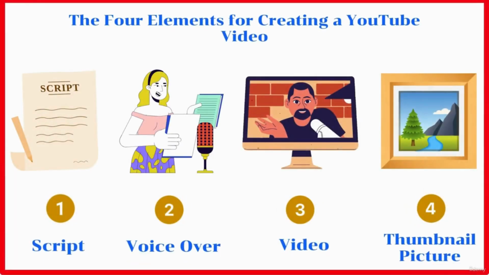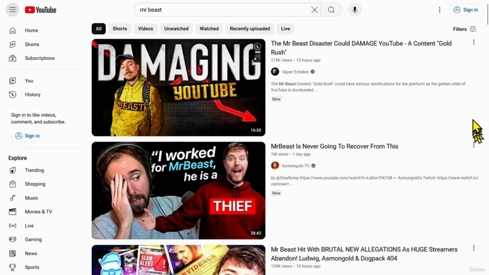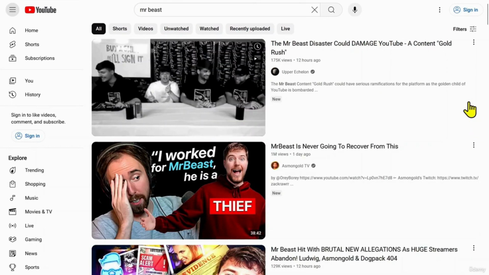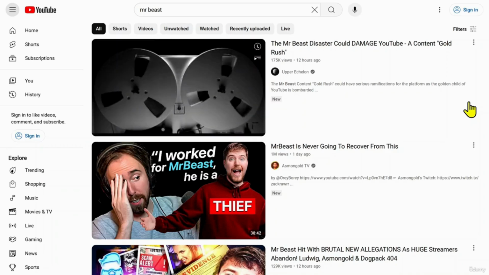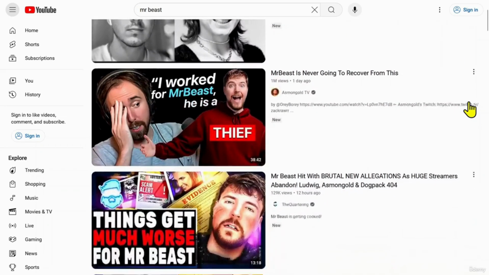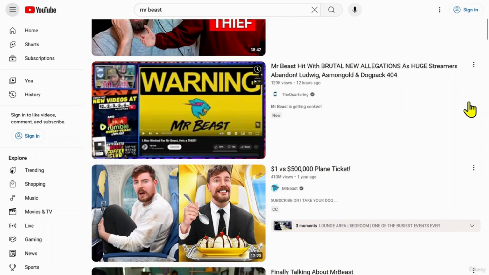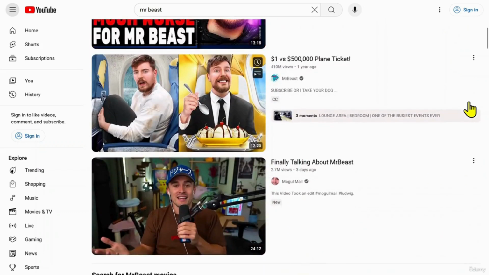Thumbnail picture. The fourth and final element for creating a YouTube video is the thumbnail picture. The importance of the thumbnail picture or design cannot be overstated when it comes to YouTube videos. A well-designed thumbnail picture acts as the first impression of your video, catching the viewer's eye and enticing them to click on your content. It plays a crucial role in boosting click-through rates, increasing engagement, and ensuring that your video stands out in a sea of other options.